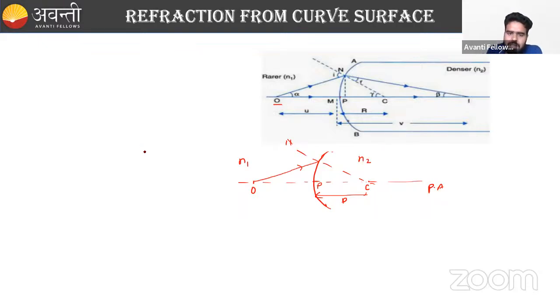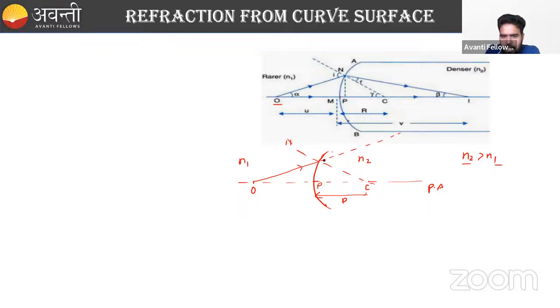And if we consider that N2 is greater than N1, we can say that N1 is the rarer medium and N2 is the denser medium. And we already know that when light is traveling from a rarer medium to a denser medium, in this case light bends towards the normal. So if we draw the original path of the light, if no refraction occurred, then light would go in such a way, but there is a curved surface in between, so the light is bending towards the normal.